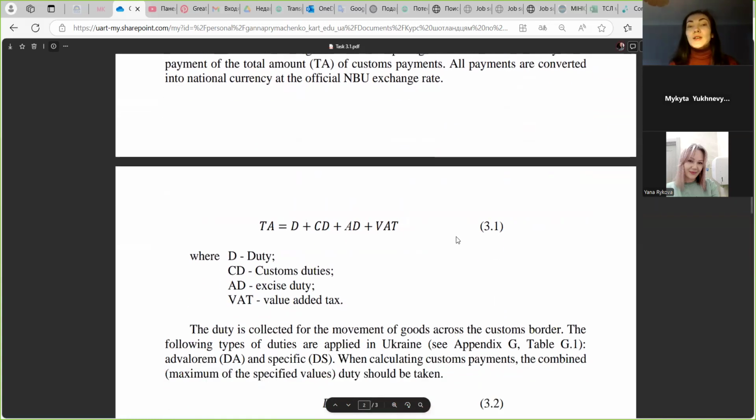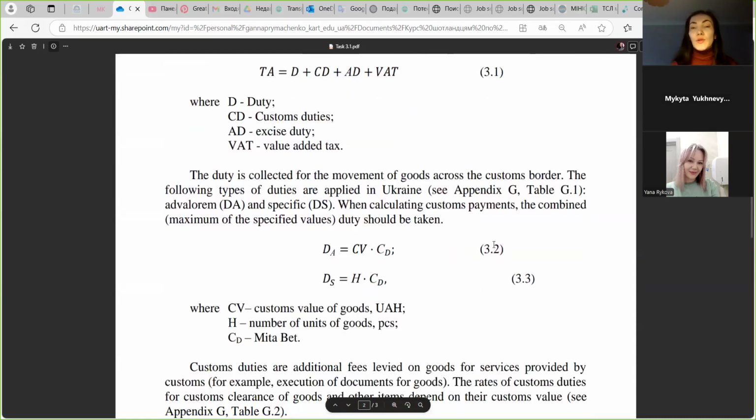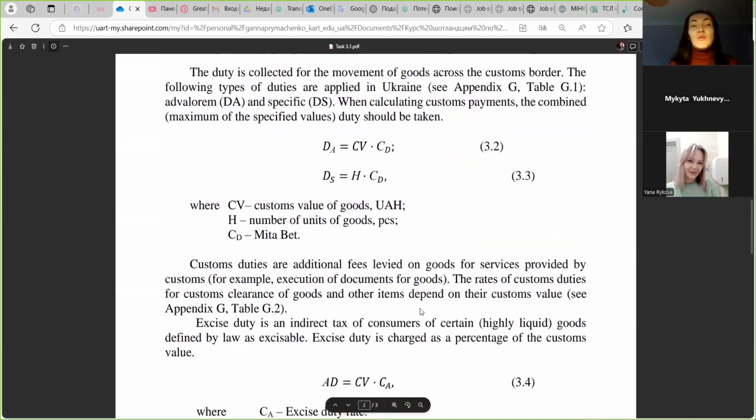The first formula is the main formula, and we will do it last because we can't do it now, because we don't know the duty and we don't know other information. So we start with formulas 3.2 and 3.3. We need to check this information.